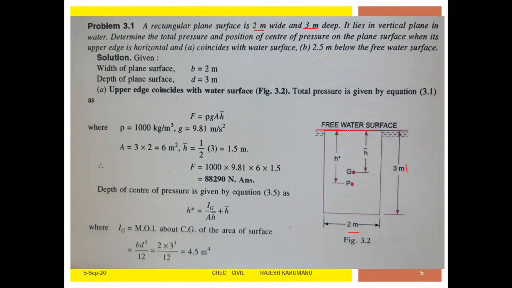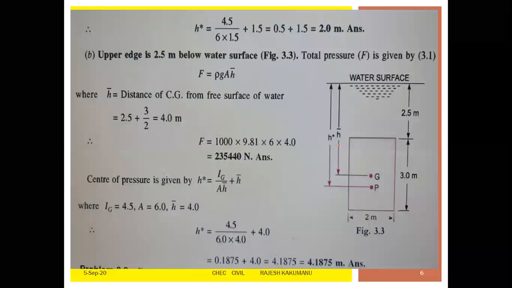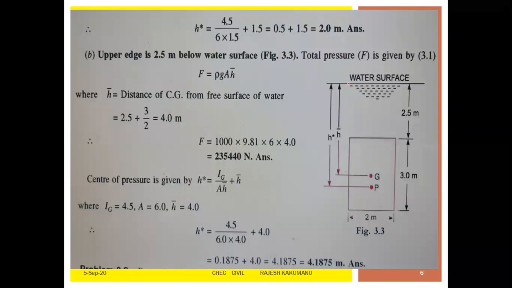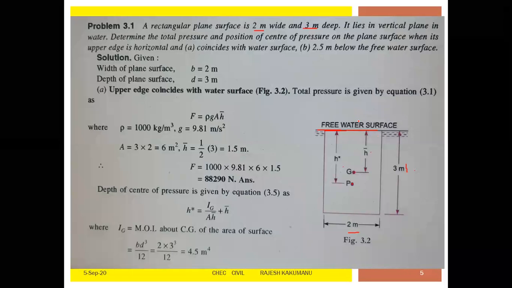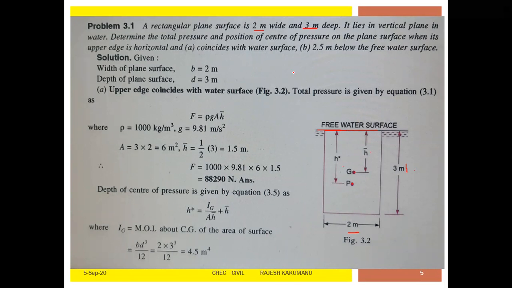So the upper edge is coinciding with the water surface, and in the second case, it is 2.5 meters below the free water surface. In the first case, the rectangular plane just floats on the water surface. The second point is, after it sinks 2.5 meters and is totally submerged, what is the moment of inertia and the center of pressure? So that is the question asked.